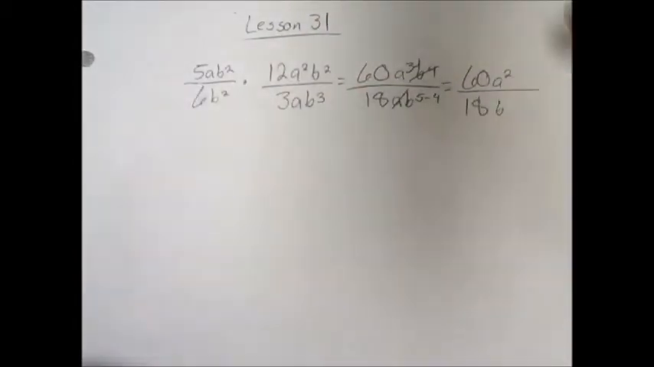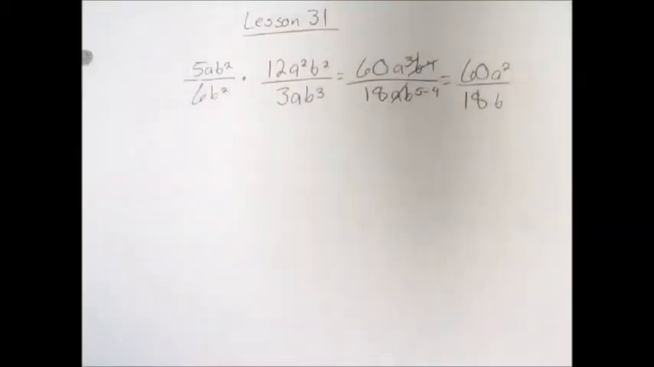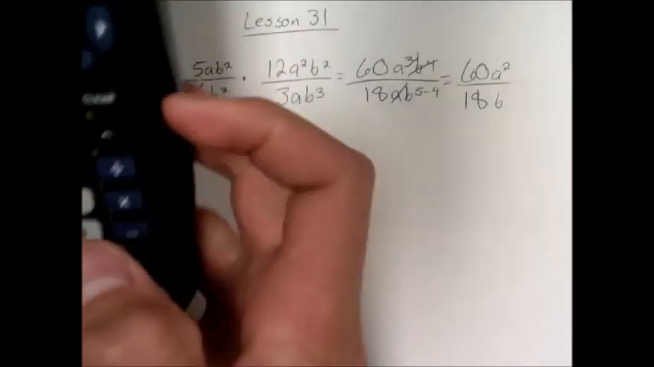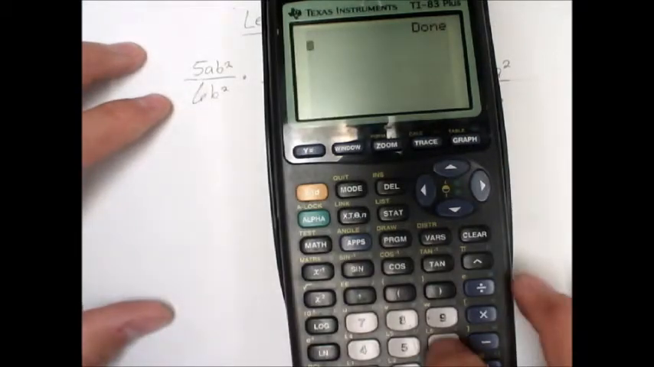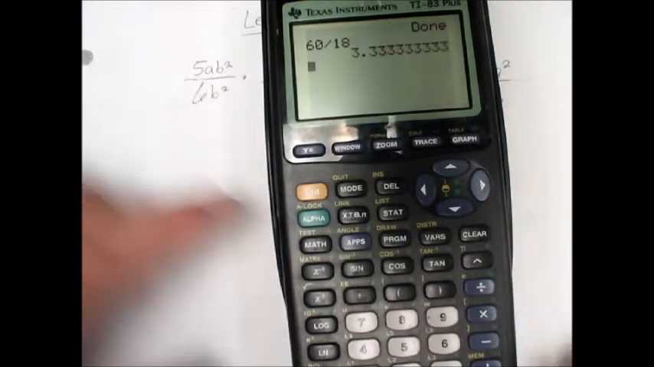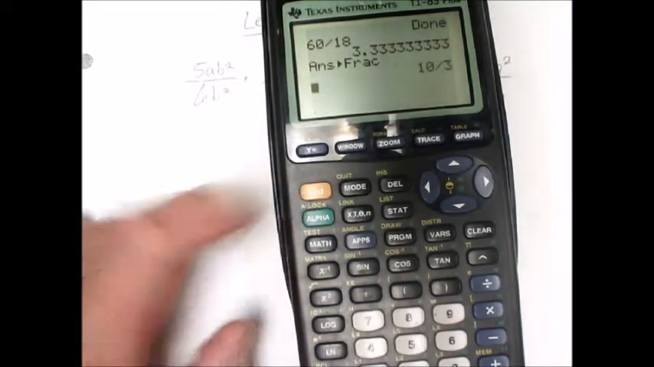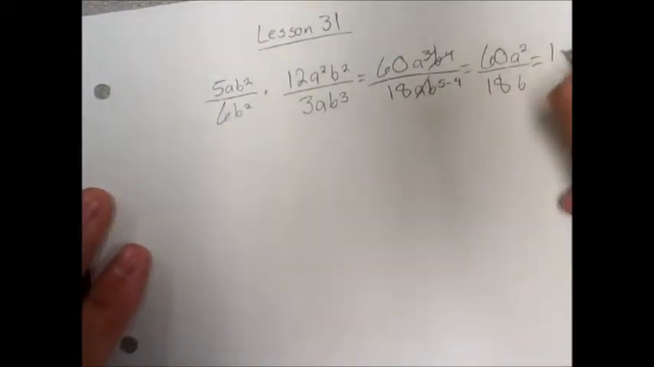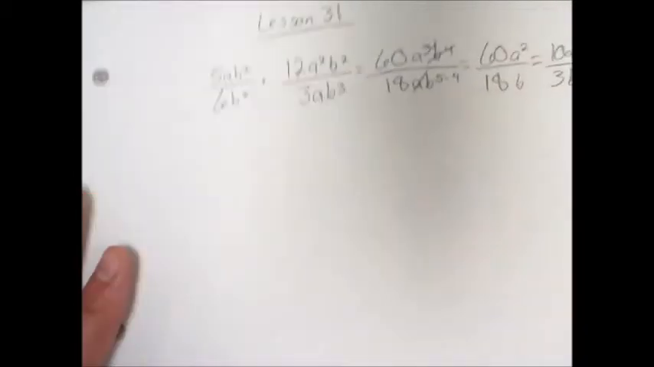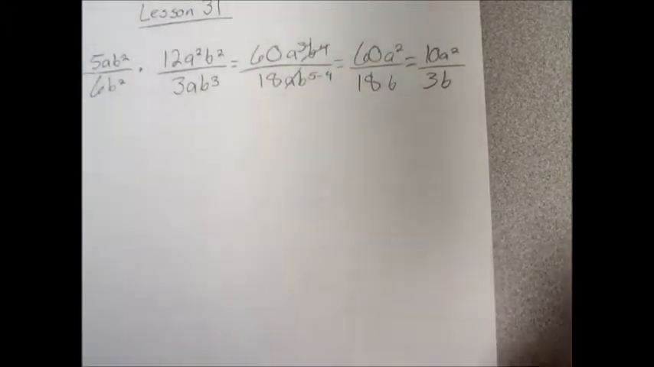So now my variables are good. I just need to simplify my 60 over 18. And if you ever get to the point where you're overwhelmed with fractions, remember that you can do this: 60 divided by 18, and you get 3 1/3. Now you can convert that to a fraction by pressing math and fraction, and it'll pop it out. It's 10 over 3. So if you ever feel like you're being overwhelmed, calculator to the rescue. Yeah, so 10a squared over 3b. Any questions?